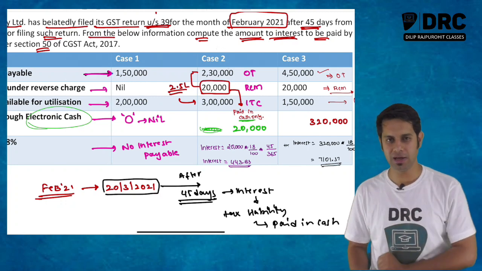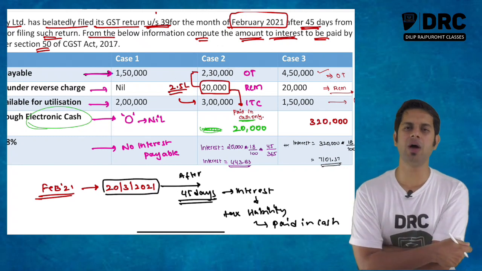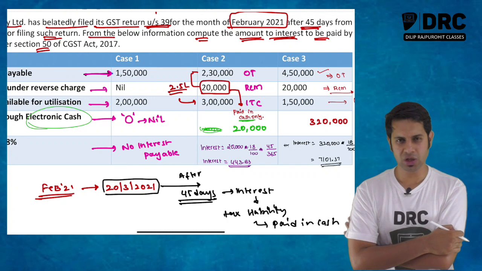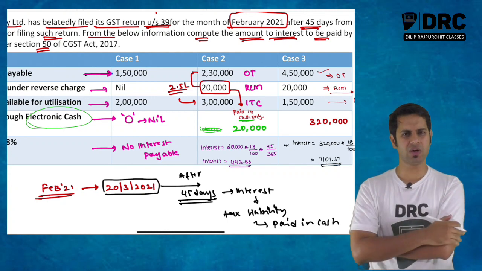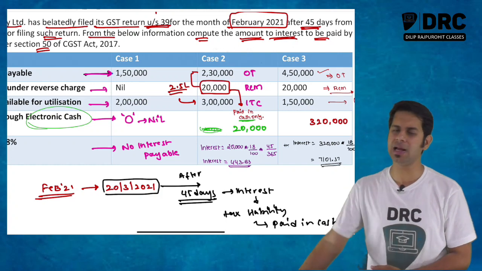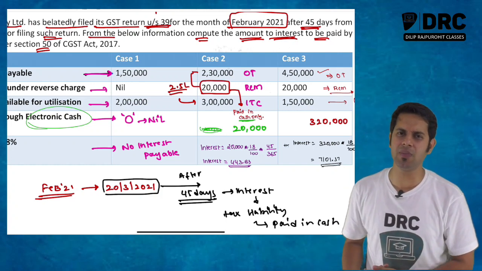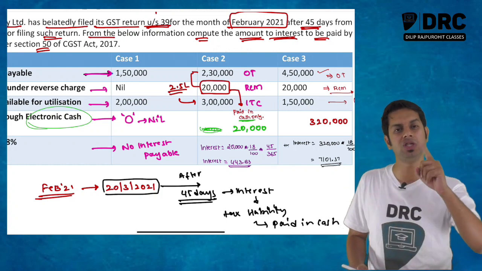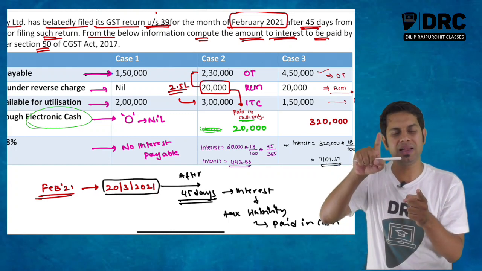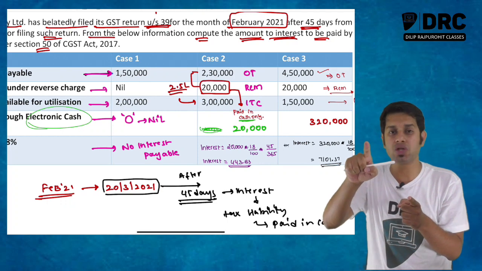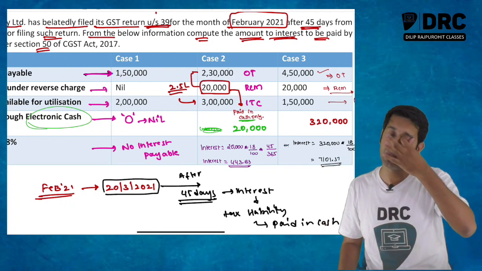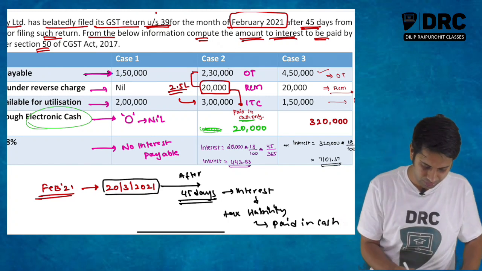Now, one more point I will tell you. If they are asking you a question on a composition dealer, he is also required to make the payment of taxes, on a quarterly basis, correct? A composition dealer, can he take input tax credit? No, sir. A composition dealer cannot take input tax credit, which means whatever tax he is paying is required to be paid by him in cash only. So on that full amount he has to pay interest.